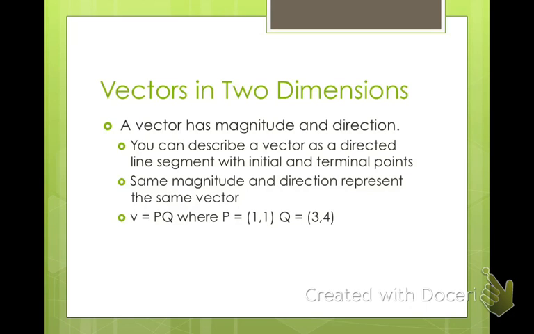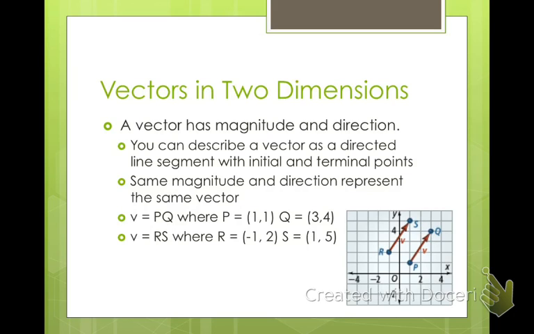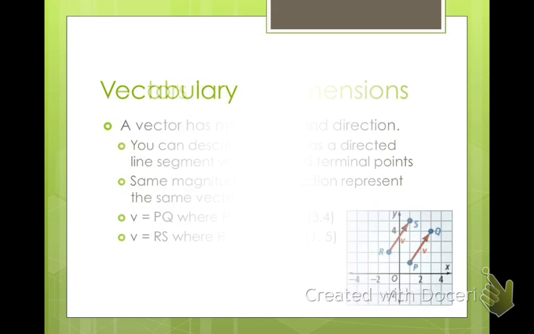So here I have v equals PQ, where P is (1, 1) and Q is (3, 4), and v equals RS, where R is (-1, 2) and S is (1, 5). If we look at them, they both have the same rise over run of 3 over 2. So these represent the same vector, just in two different locations. As long as they have the same magnitude and direction, they don't have to have the same starting point or ending point. They can still be the same vector.